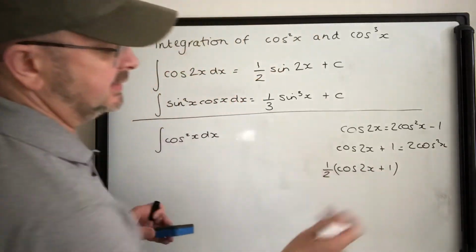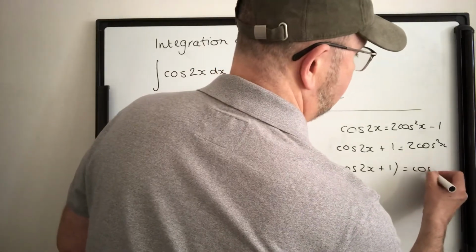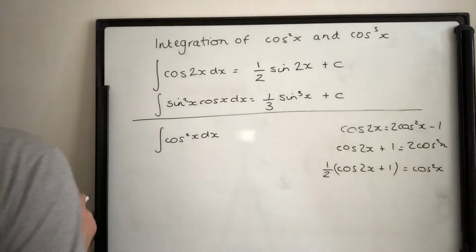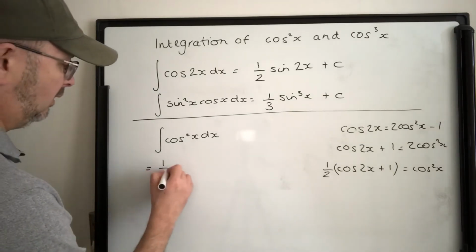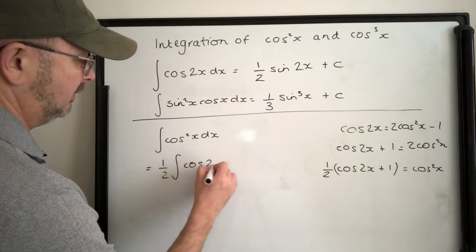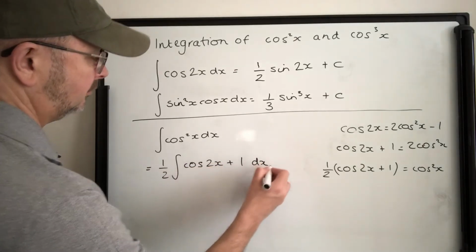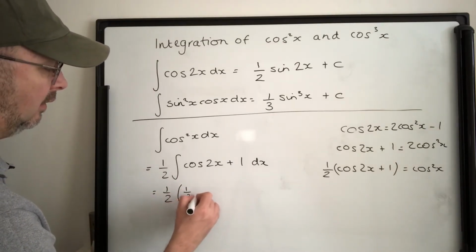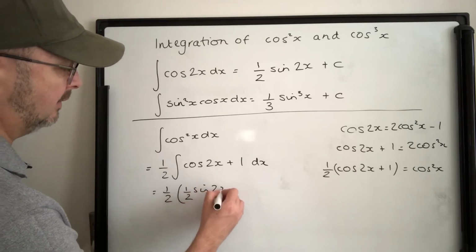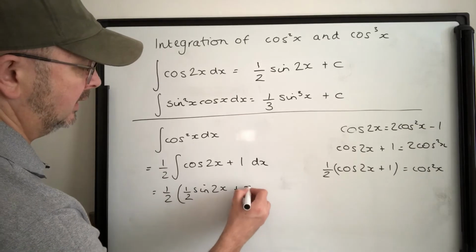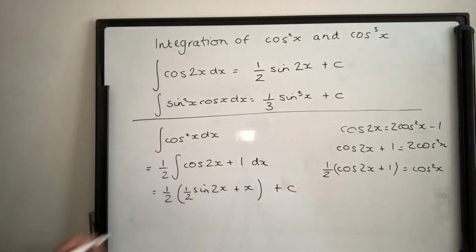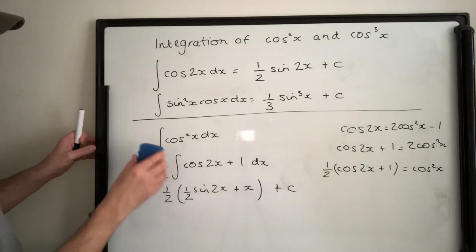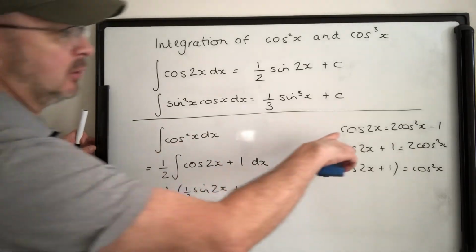You can do it separately if you want to, but I think it's probably easier to do it like that and to get that half out the front of the integral side. So equals a half integral of cos 2x plus 1. So this is a half, so we integrate that and we get a half sine 2x, integrate 1, x, plus c. And if you want to, you can expand that out into a quarter sine 2x plus a half x plus c. Right, so the cos squared x requires the cos 2x formula.